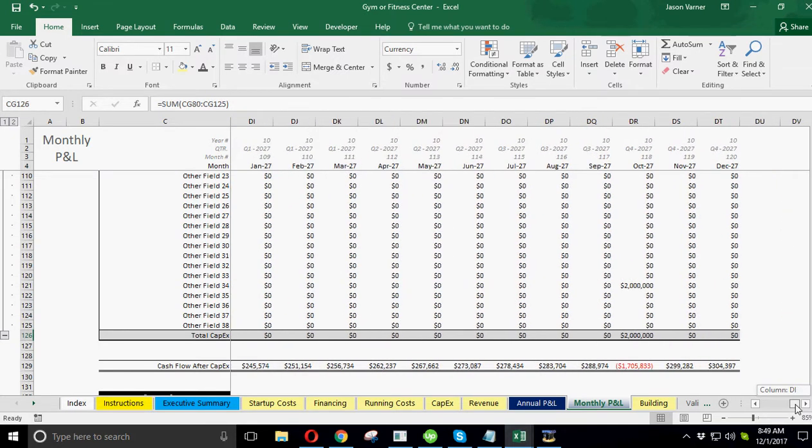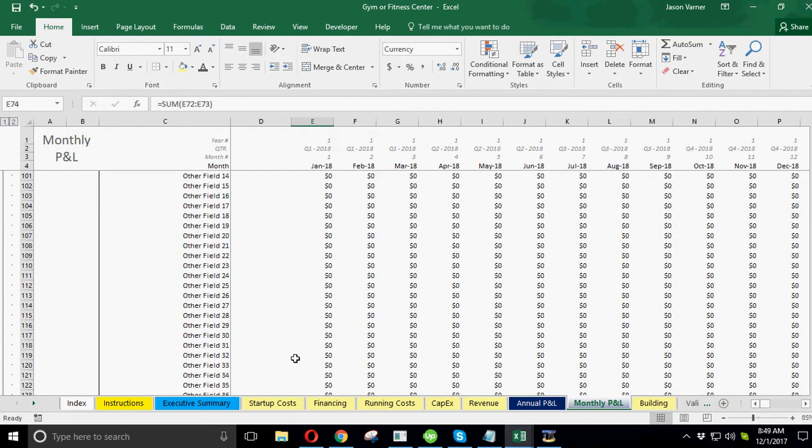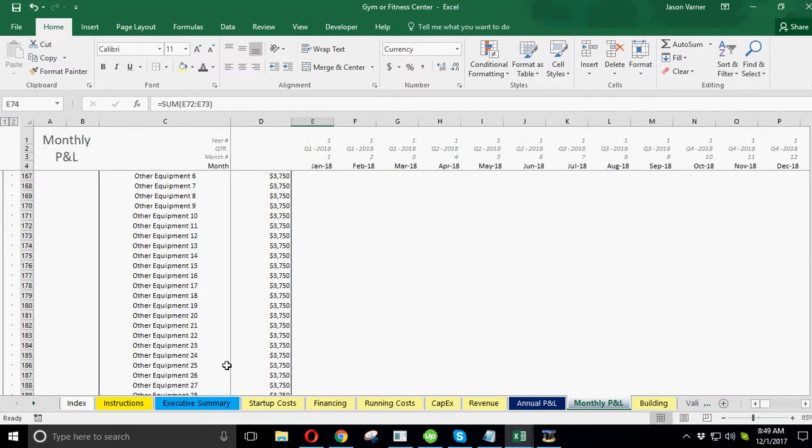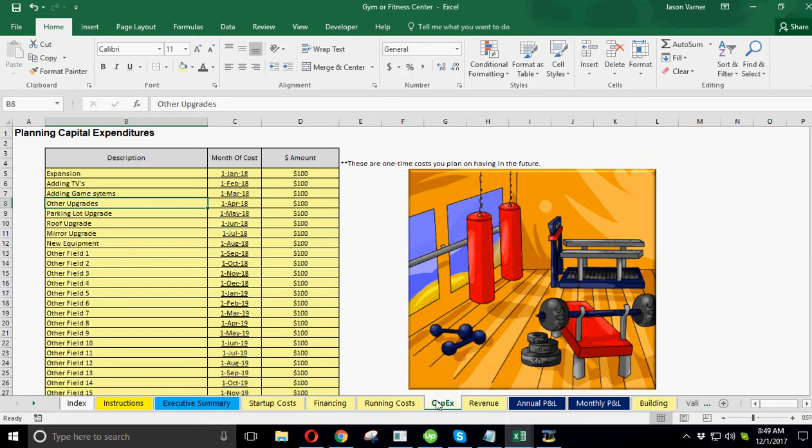But those will affect the cash flow after running off of, you know, EBITDA. Then you've got to take off your debt service, then you take off your CapEx, then you take off starting costs, building cash flows, everything to get down to the bottom: cash flow after all, as I call it. Okay, so there's the CapEx.